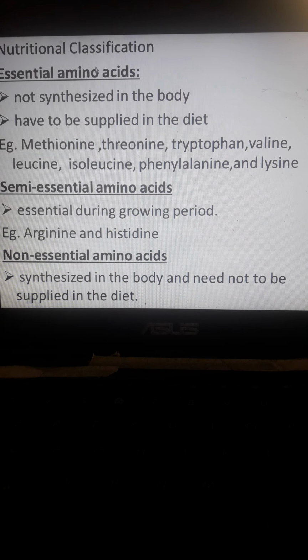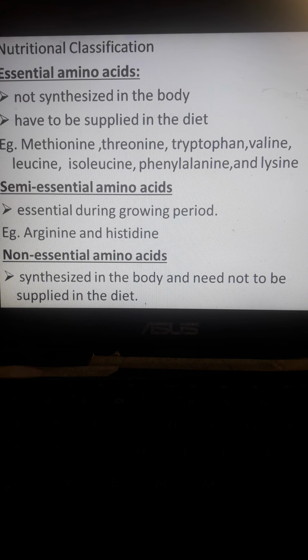So, nutritional classification, we have essential amino acids, not synthesized in the body. Usually, it is supplied in diets. So, mga methionine, threonine, tryptophan, valine, leucine, isoleucine, phenylalanine, and lysine are essential. So, when you say essential, they are not synthesized inside the body. Semi-essential, so essentially needed during the growing period of the child. So usually we have the arginine and histidine. So semi-essential, pwede siya maging essential, at the same time maging non-essential.